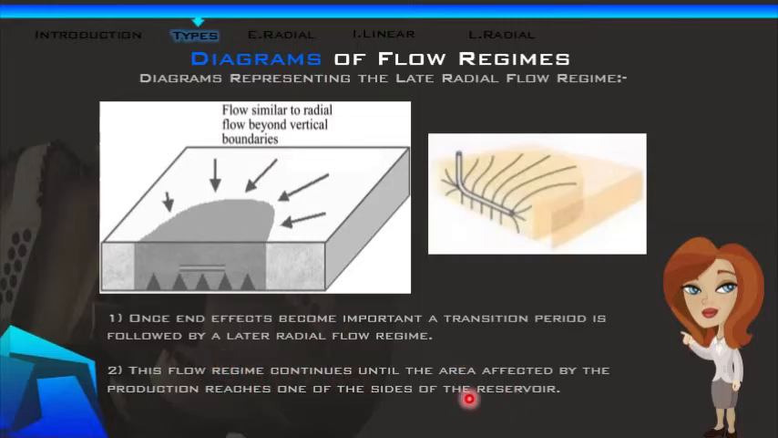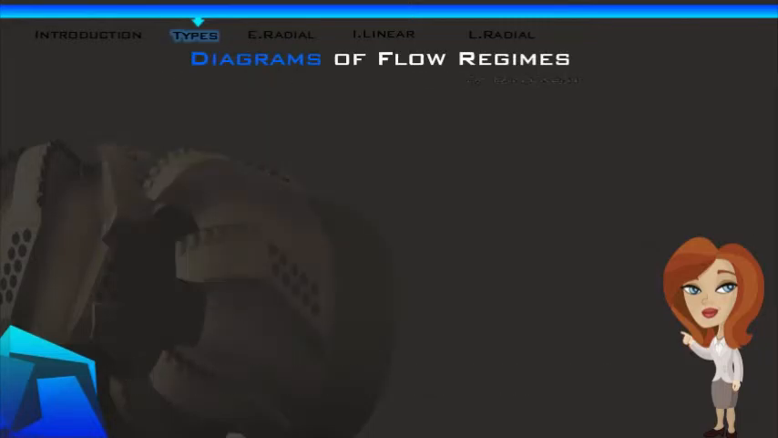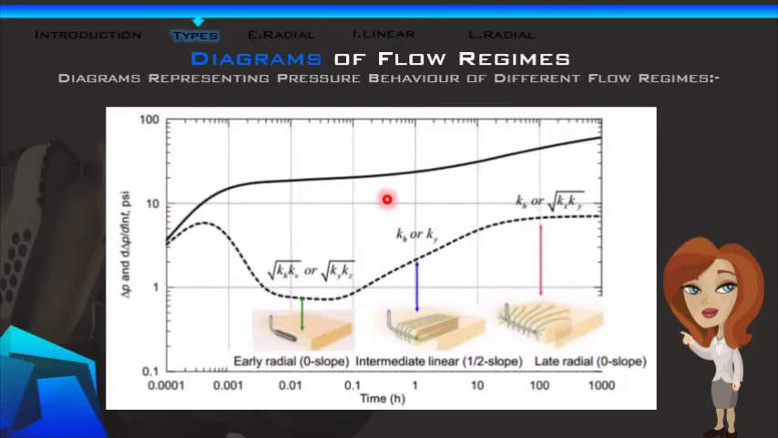So this flow regime will continue until it touches both ends of the boundary here. Next, I will explain the pressure behavior of a horizontal well. To investigate the pressure behavior, we will plot the delta P over the derivative of P, which is P prime.